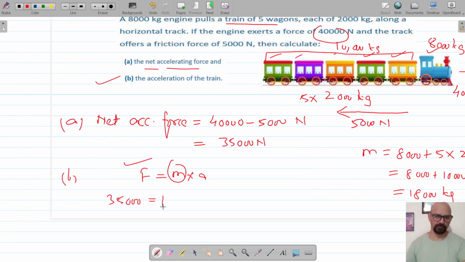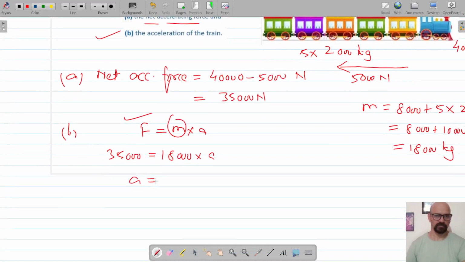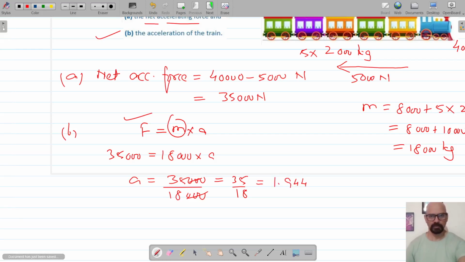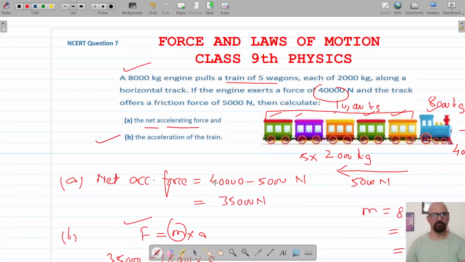So 18,000 into acceleration is equal to 35,000, so acceleration is 35,000 divided by 18,000, which will be 35 by 18. If you calculate 35 by 18, this would be equal to 1.944 meter per second square. Okay, so with this, we are done with question number 7.